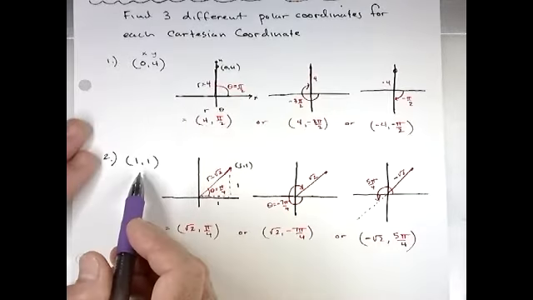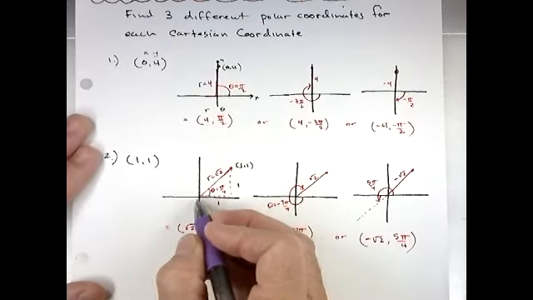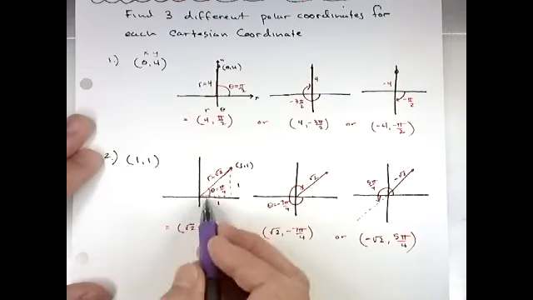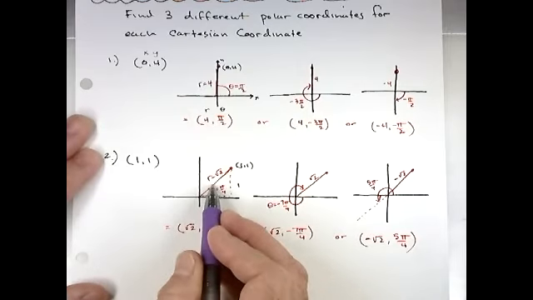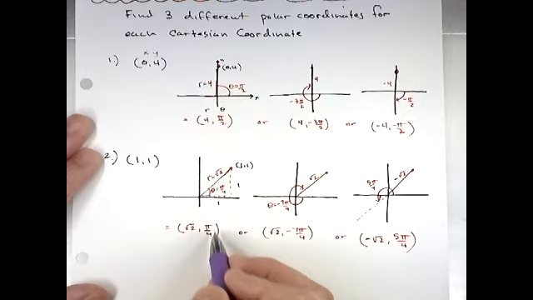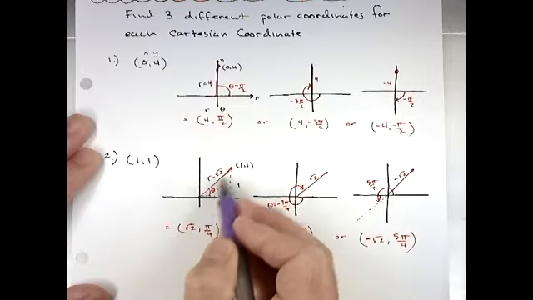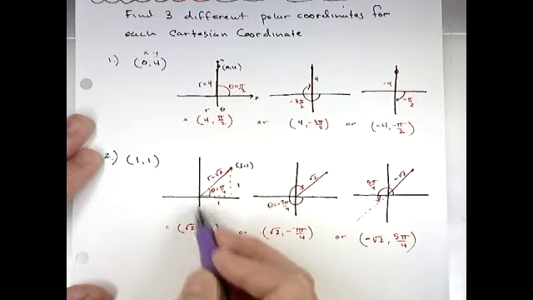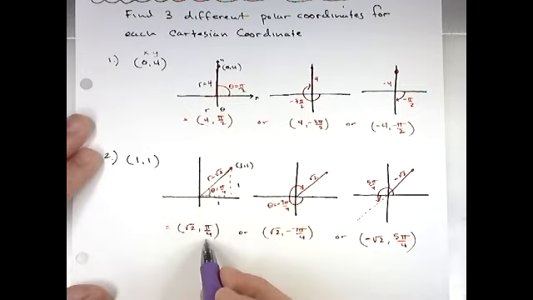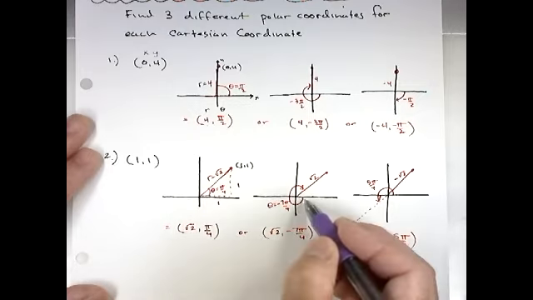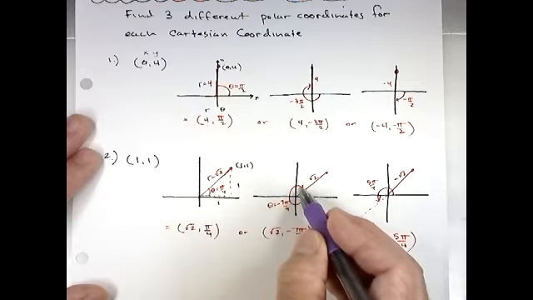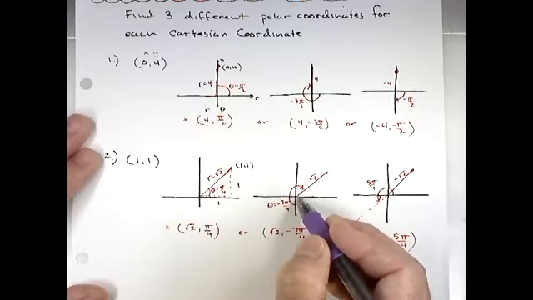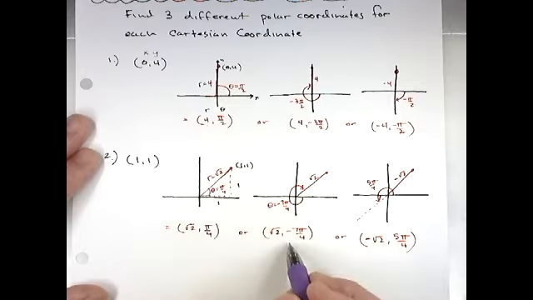Okay. How about 1, 1: over 1, up 1? The easiest way would be to just rotate by an angle of pi over 4, and r would be, by the Pythagorean theorem, the square root of 1 squared plus 1 squared, which is root 2. So you'd have root 2, pi over 4. You could also rotate to this angle going in a negative way, negative 7 pi over 4, and walk out root 2.